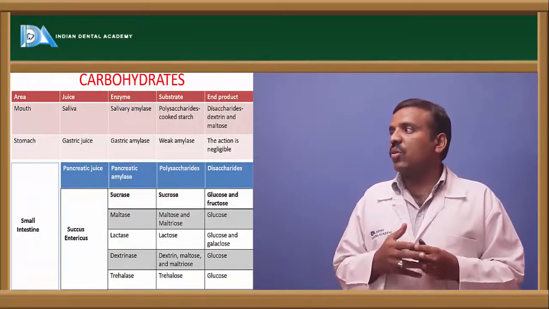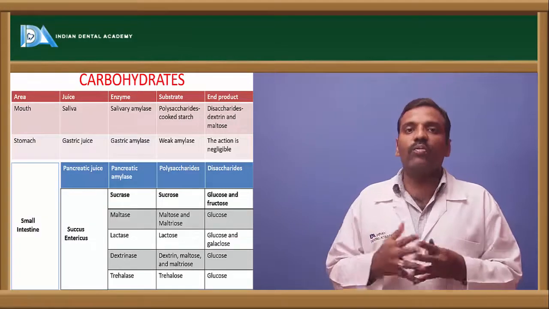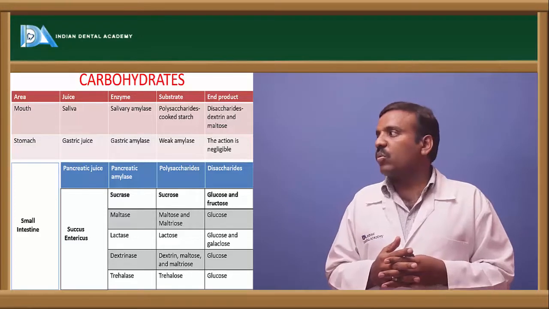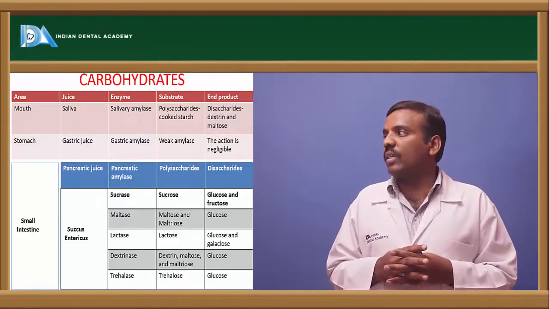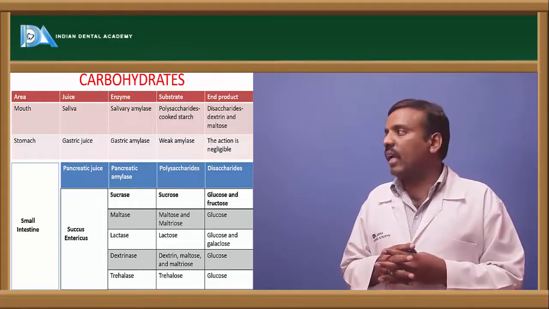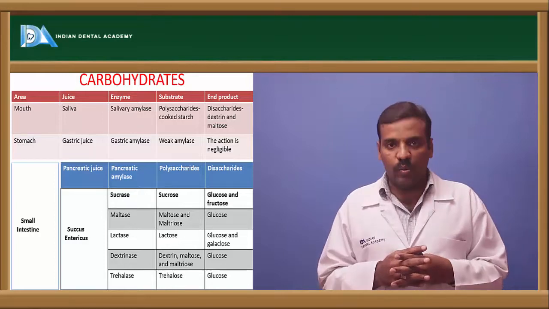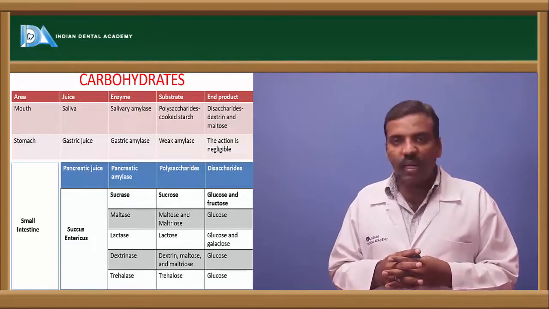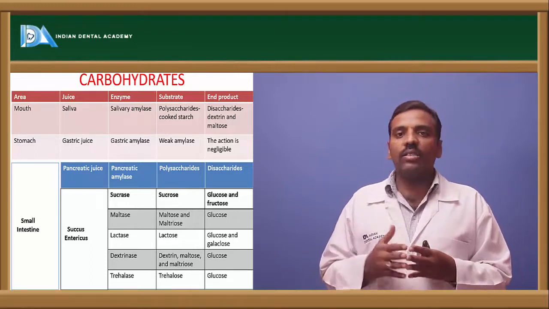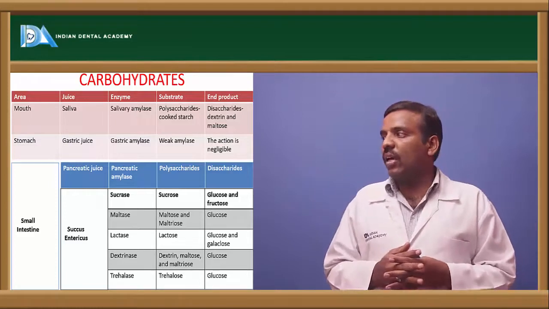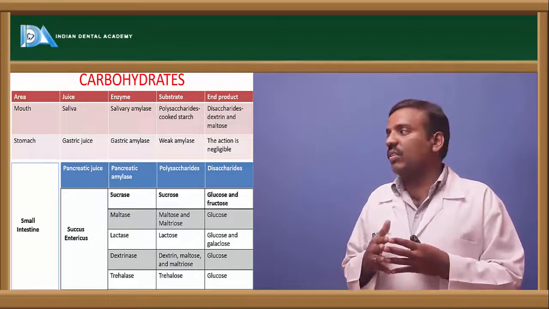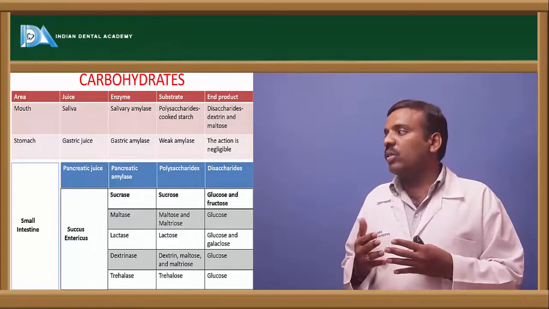And next one is digestion of the carbohydrates, proteins, lipids. Okay, so in the mouth, the saliva, in that the substrate is polysaccharides, and the starches are digested, and the end product is disaccharides, dextrin and maltose. Okay, and next one in the stomach, gastric juice. So by the gastric amylase enzyme, the polysaccharides are converted into the disaccharides, and sucrase is an enzyme which converts the sucrose into the glucose and the fructose.